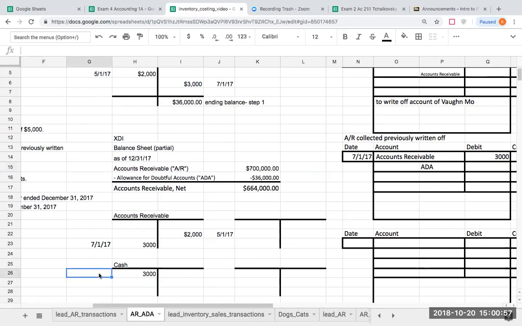So the other part of my entry, as we said here, was I did a debit to cash, but now does this customer owe me this $3,000? And the answer is no. They're finally going through and paying it.